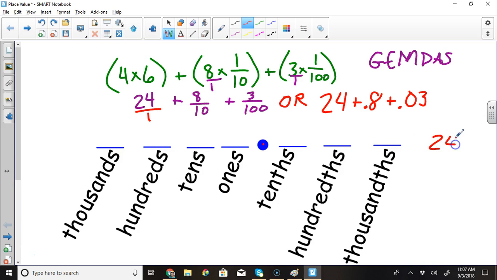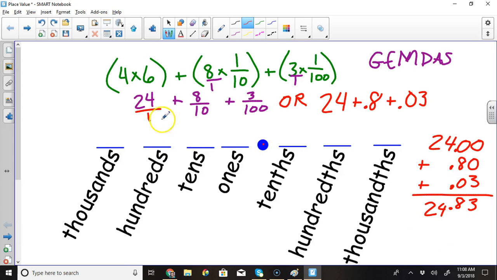You can line them up. 24 plus, right, that'd be 24.0 plus 0.8 plus 0.03. And we can do this process, right? Place our 0 placeholders here. I've got a 3, 0, 8, and 0 is an 8. Keep my decimal lined up, and we still have our 24.